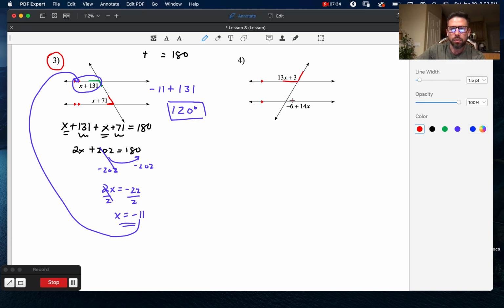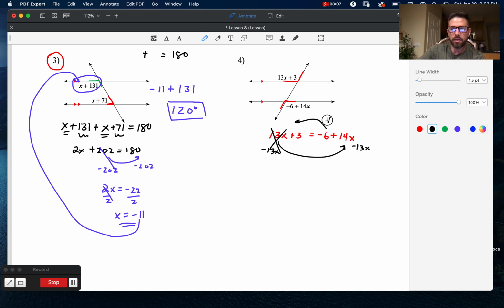Okay, obtuse angle, big and big is the same. So that means we're going to set these equal to each other. 13x plus 3 equals negative 6 plus 14x. Okay, what do we want to do here? I'm going to move the smaller x. So minus 13x, gone.